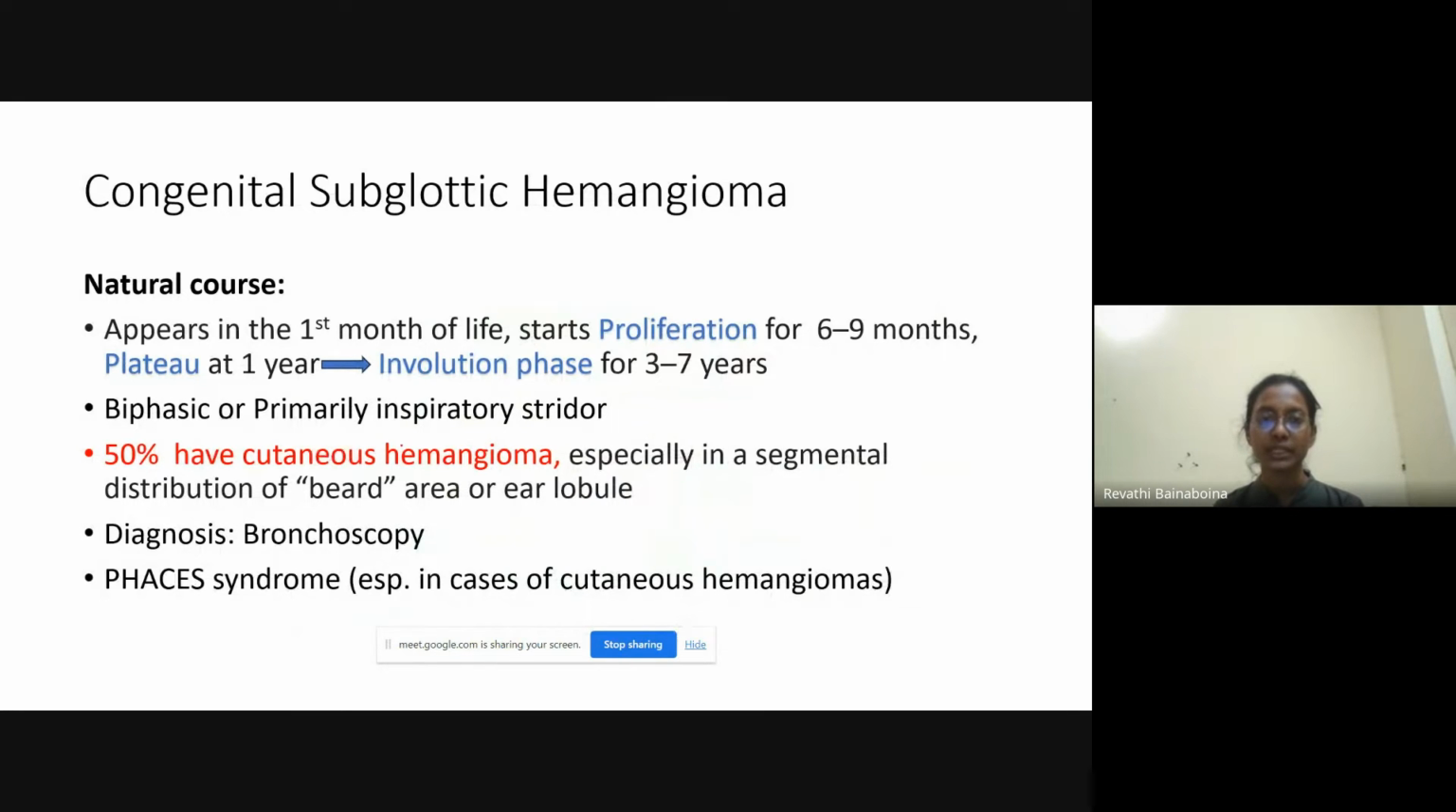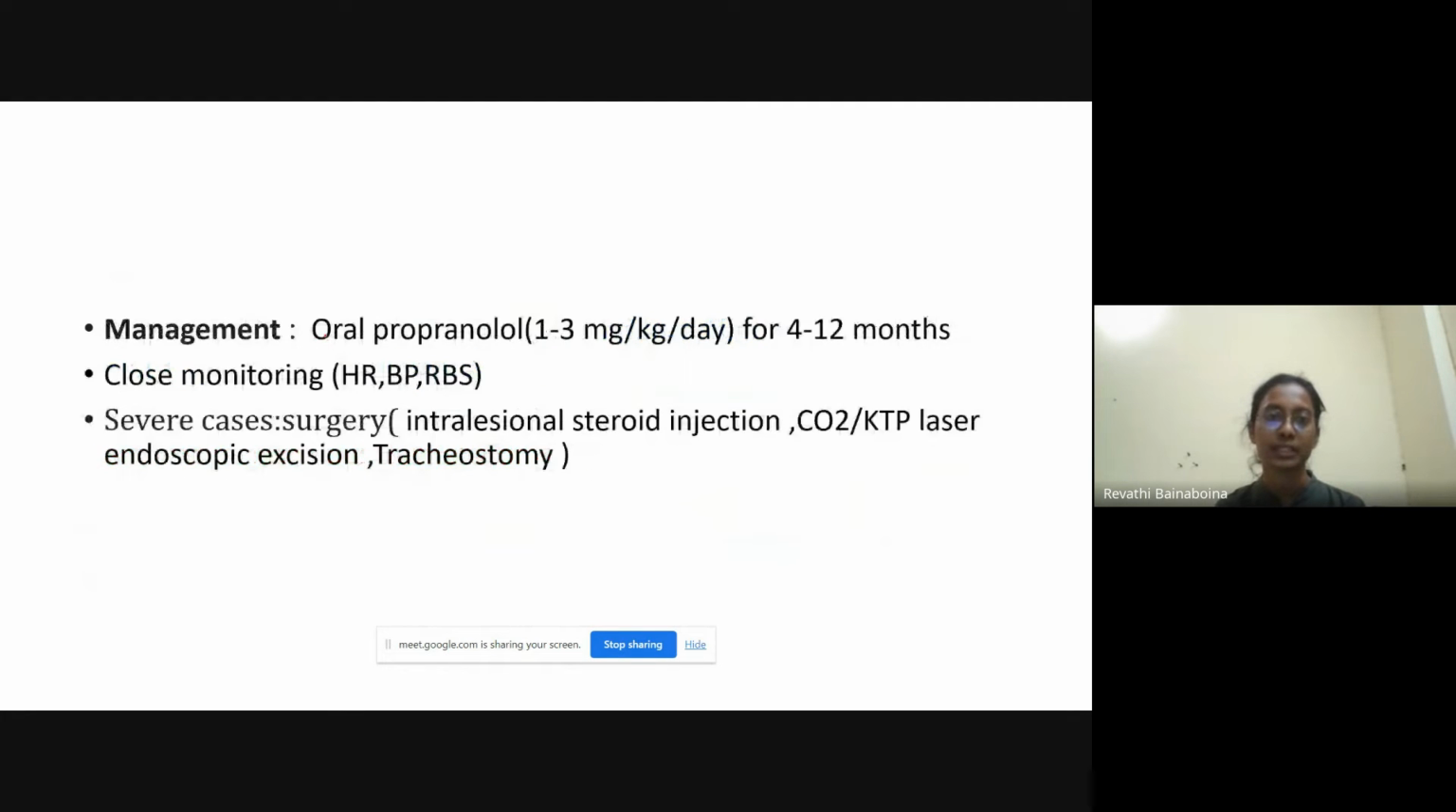50% will have cutaneous hemangioma, especially in segmental distribution of the beard area or ear lobule. It is associated with PHACES syndrome, which is posterior fossa tumors, hemangiomas, arterial lesions of head and neck, cardiovascular anomalies, eye anomalies, and sternal clefts. Especially in cases of cutaneous hemangiomas, this should be suspected.